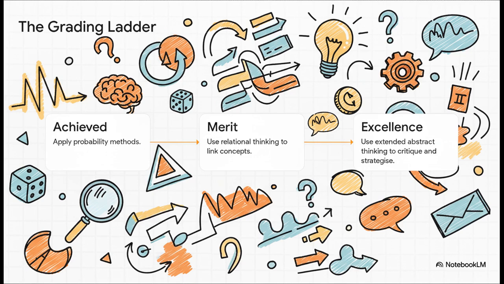At Achieved, you just have to apply a tool correctly. For Merit, you need to show relational thinking. That means connecting a few ideas or steps together. But Excellence demands extended abstract thinking. That's the ability to step back, justify your choices, and even critique the whole process.